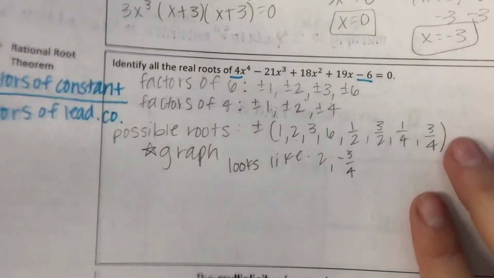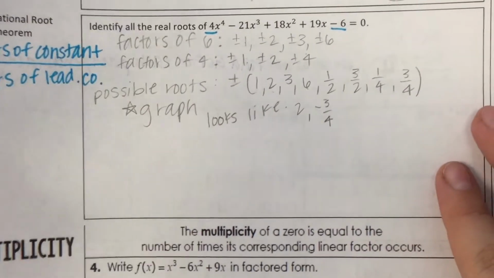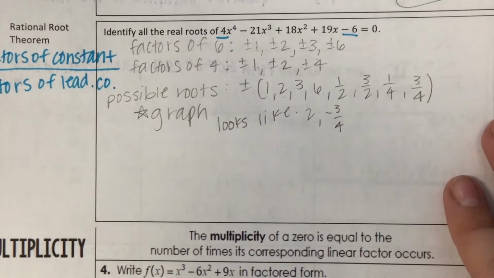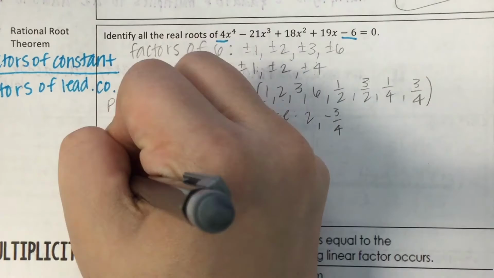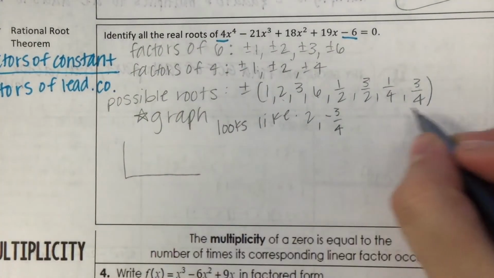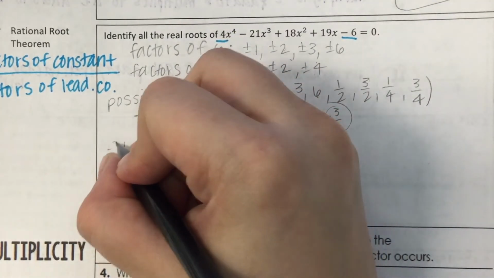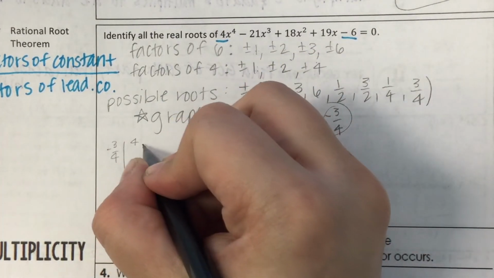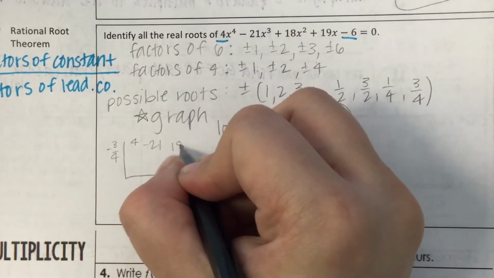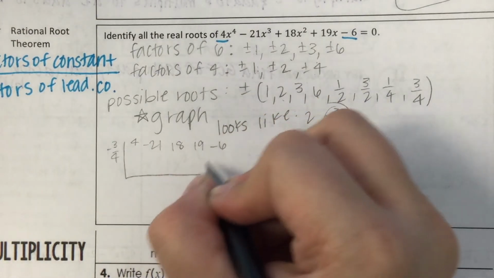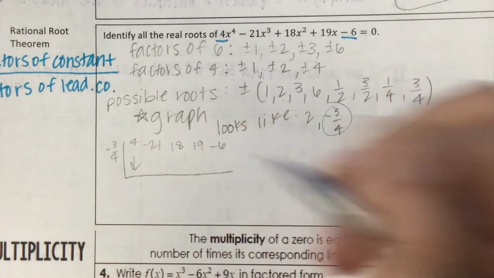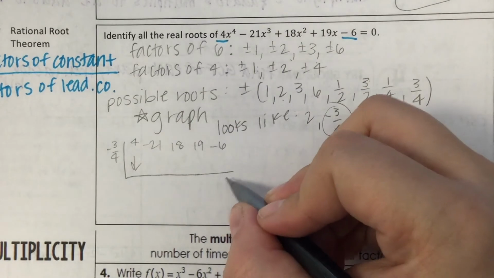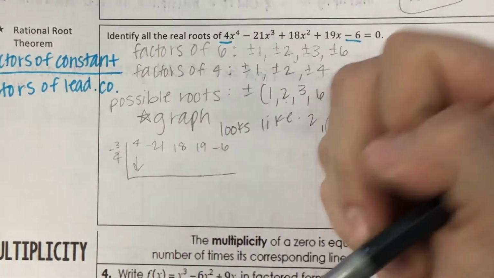Okay? And how we check those roots is we use synthetic division. So we put our root that we want to check over here, and we write our coefficients: 4, negative 21, 18, 19, negative 6. And then we just use synthetic division, and if we get a remainder of 0, then that is a root.